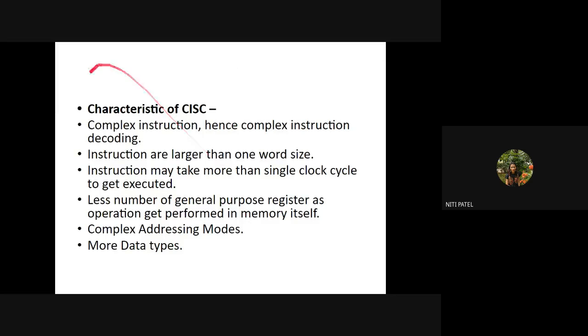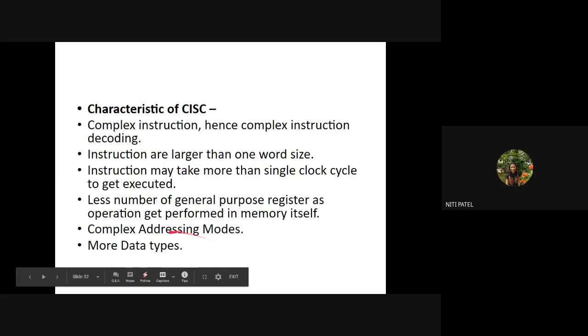What are the characteristics? It has complex instructions. Therefore decoding also becomes complex. The size of the instruction is larger than one word, that means it will be more than 16 bits, whereas in RISC it is less than 16 bits. An instruction can take more than one cycle, whereas in RISC we were using only one cycle to complete the execution of an instruction.